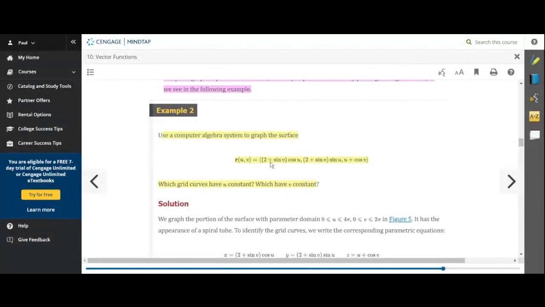And in this case, by the way, for example, we don't have a V in front of cosine of U, but we have 2 plus the sine of V. And if V is constant, that's just some constant. Similarly, in front of the sine of U, if V is constant, 2 plus sine of V is going to be some constant, and it'll be positive, by the way, because the sine of V is always between 1 and -1. So it acts like a radii, right? All right, and then the third component, U plus cosine of V. Well, if cosine of V is constant, you still are going to have something that changes with U.